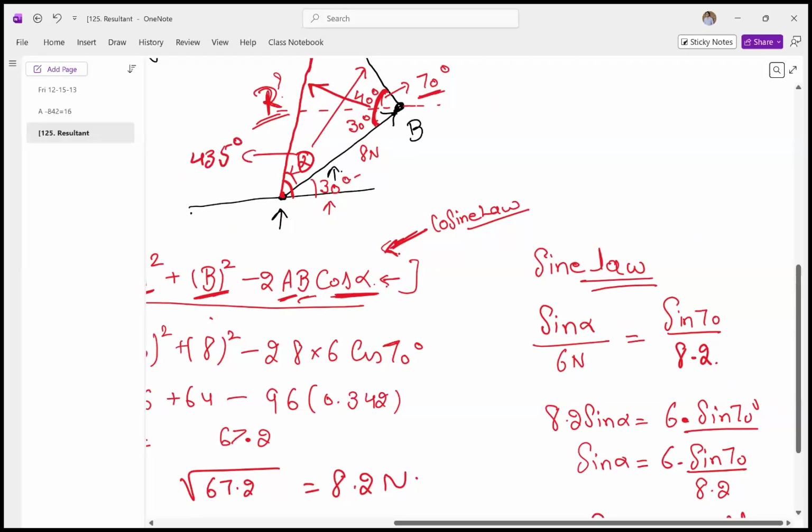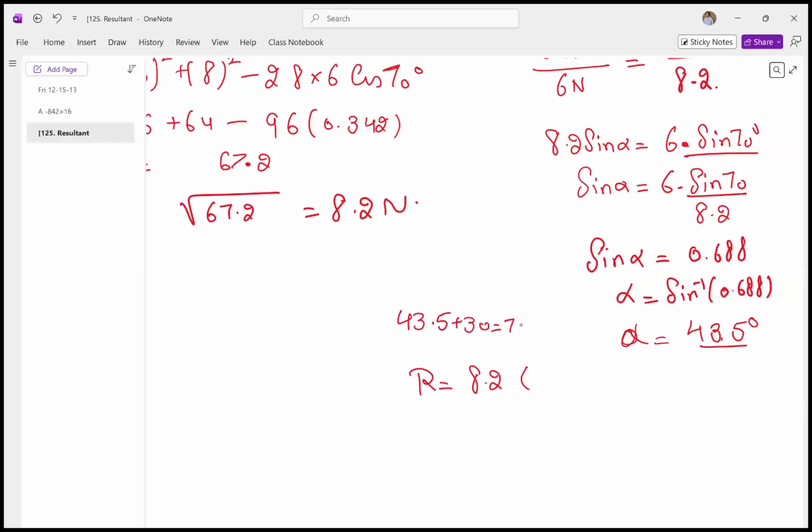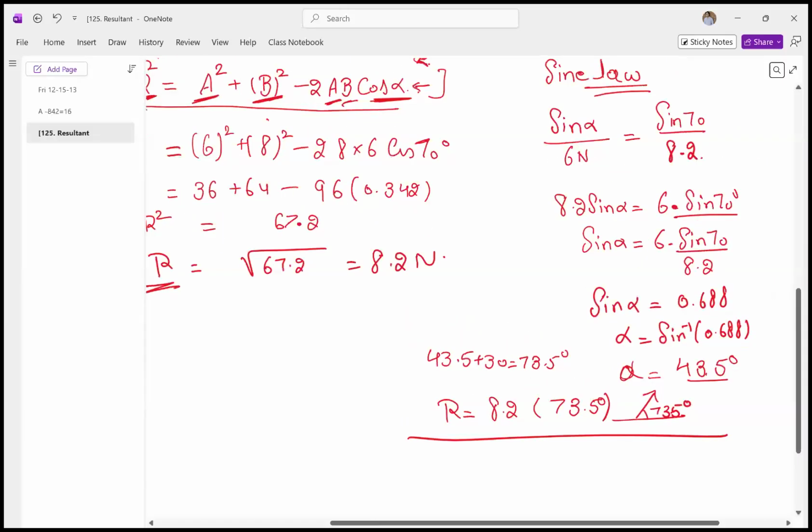If alpha angle is 43.5 degrees, then this total angle will be 30 plus 43.5 degrees. So resultant value is 8.2 at an angle of 43.5 plus 30, which is 73.5 degrees with respect to the horizontal line. So this is how we've drawn. This is 73.5 degrees. All right. Now that's how you can solve this question using the triangle method.